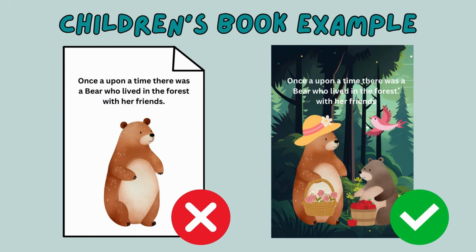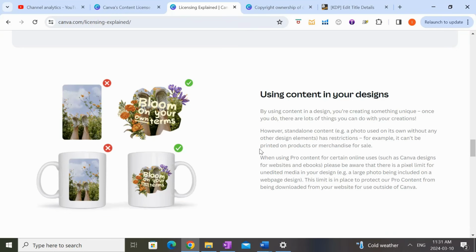So in the context of our coloring book and storybook, here are some examples of what you can and cannot do. And then coming back here, the third paragraph is what we already discussed previously regarding maximum pixels for pro content used in digital or online publications such as ebooks.